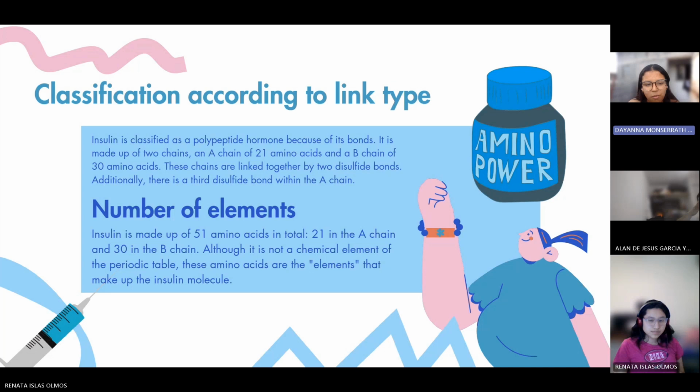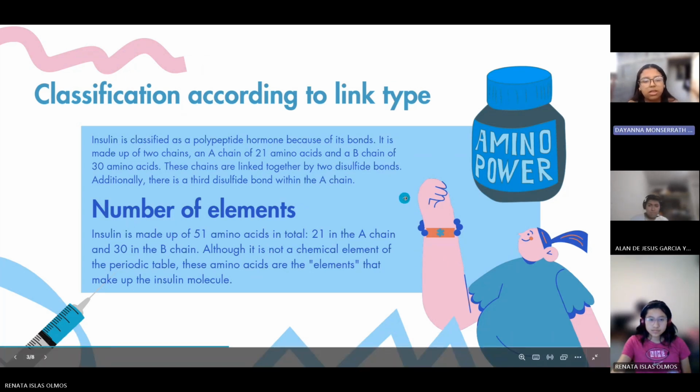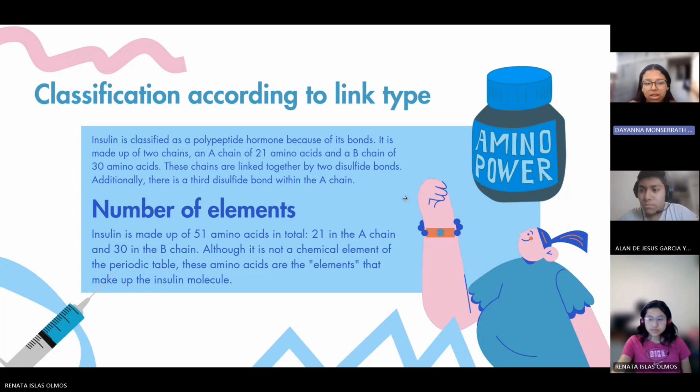Number of elements. Insulin is made up of 51 amino acids in total, 21 in the A chain and 30 in the B chain. Although it is not a chemical element of the periodic table, these amino acids are the elements that make up the insulin molecule.